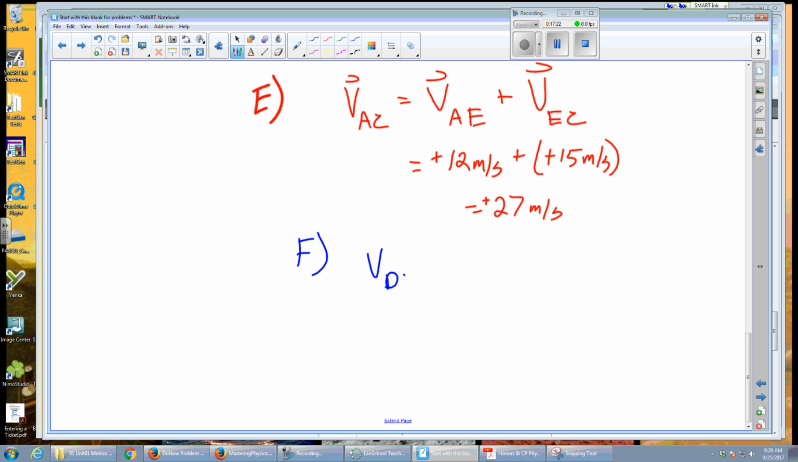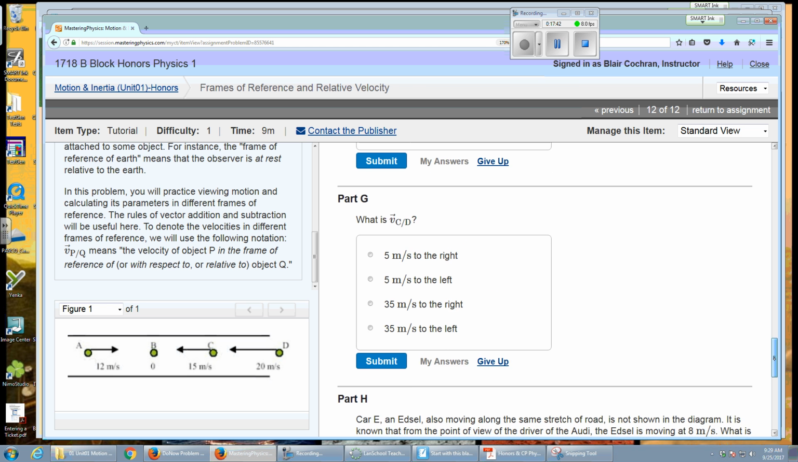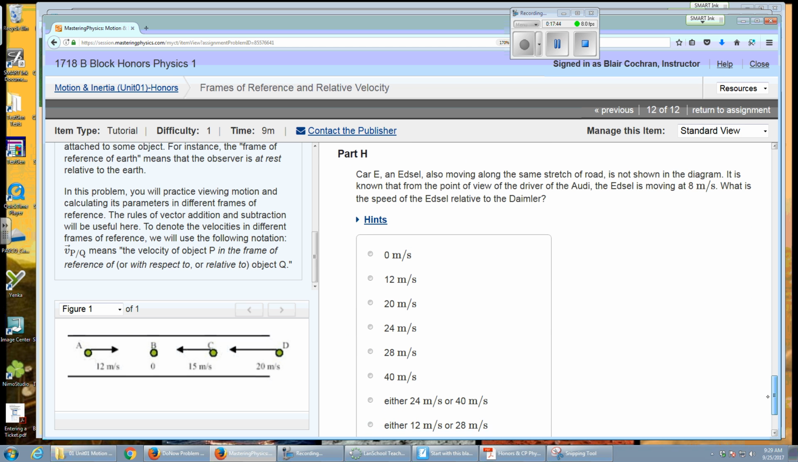Velocity of D to C, and do it the same way: D to the Earth plus the Earth to C. I'm pretty confident you guys can fill in numbers for that, given the repetition. And C to the D, I think you can do.